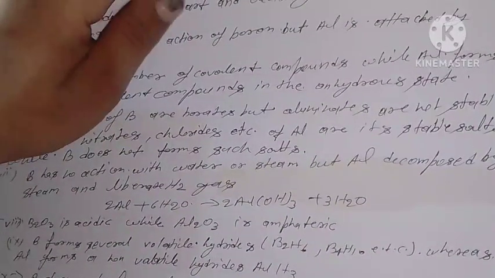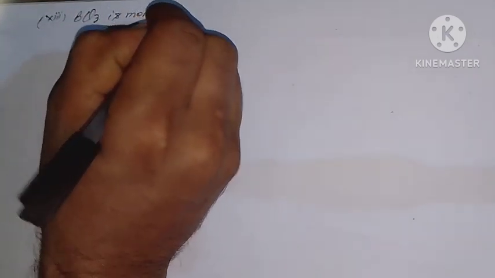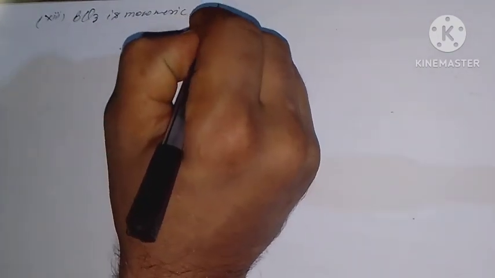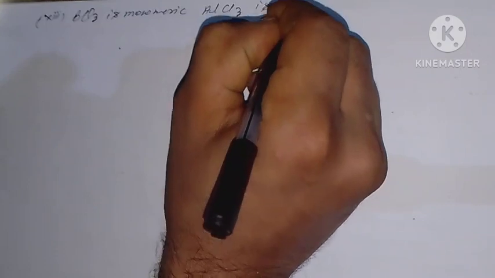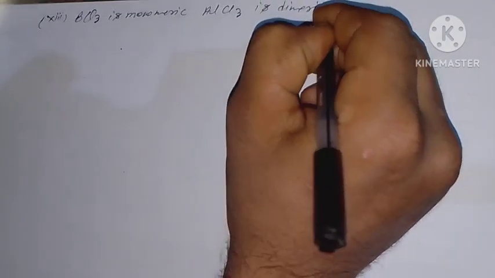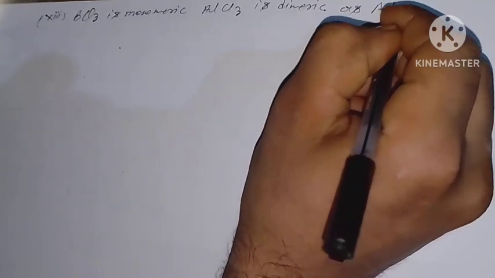Point 13. BCl3 is monomeric. AlCl3 is dimeric, as Al2Cl6.